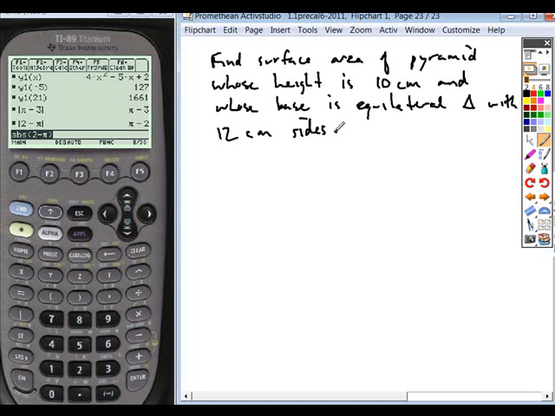The problem wasn't worded exactly this way, but it's kind of the gist of it, and the picture is the same. Okay, but if you want to find the surface area of a triangular pyramid, whose base is an equilateral triangle and whose height of the solid itself is 10 centimeters, how would you go about finding that?